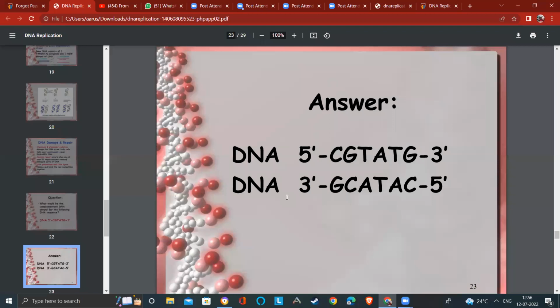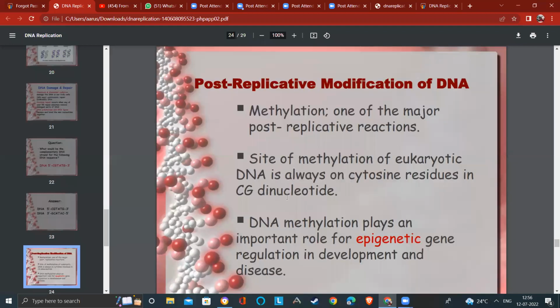So the post-replicative modification of DNA, you have methylation, which is one of the major post-replication reactions. This is the site of methylation in eukaryotes, where this post-replicative modification occurs after the termination of replication. As you can see, the DNA methylation is always on the cytosine residue in CG dinucleotides. And this DNA methylation plays an important role in epigenetic gene regulation and in the development of disease.